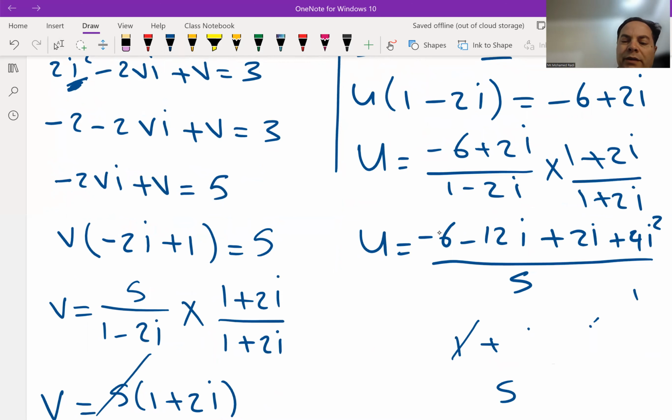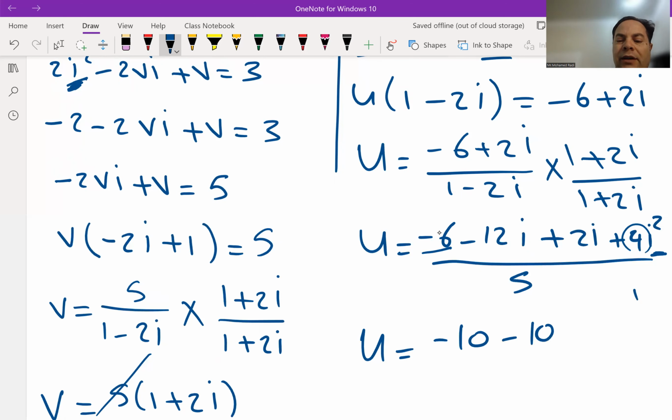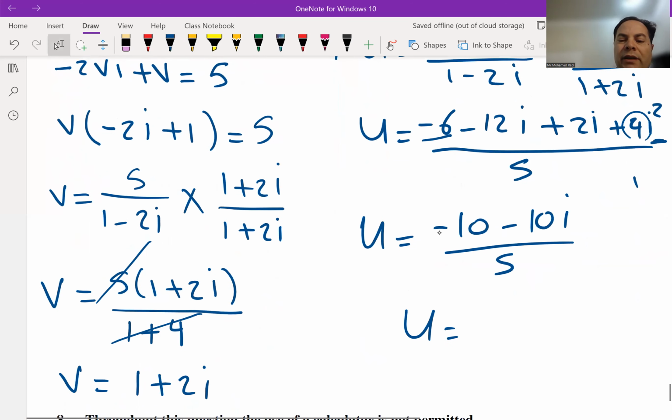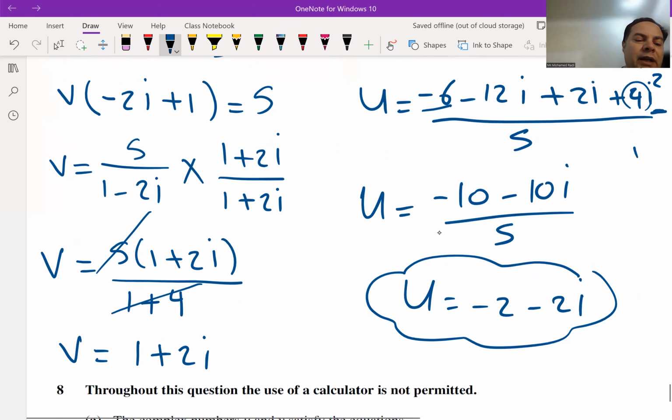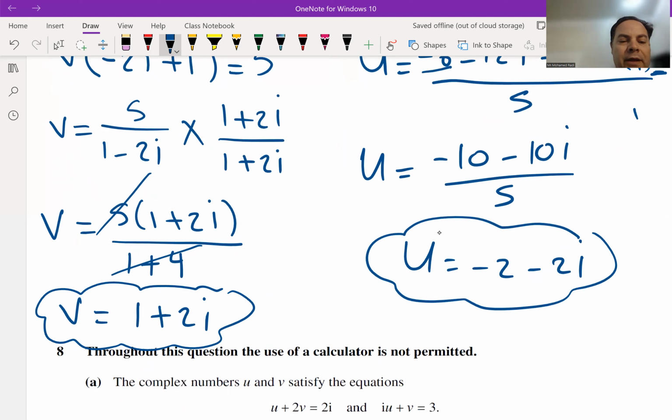Simplify the numerator again. So i squared is minus 1, minus 4, minus 6, minus 10, minus 10i, divided by 5. So your answer simplified after dividing by 5 will be negative 2 and negative 2i. This is the final answer u written in the form of x plus iy.